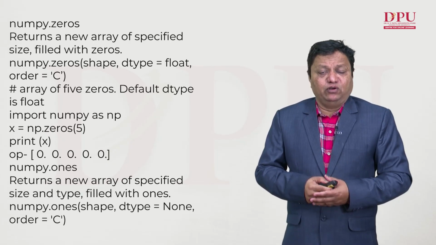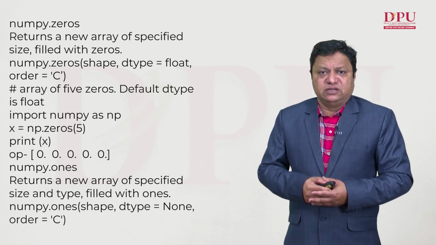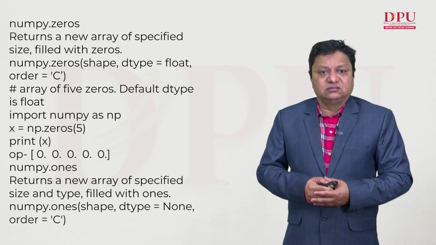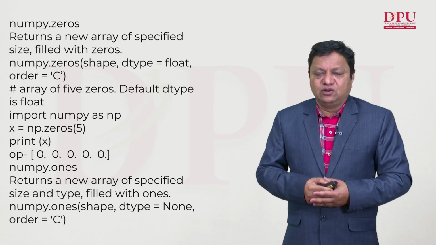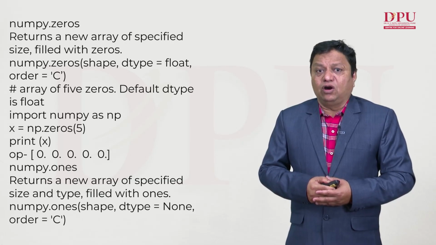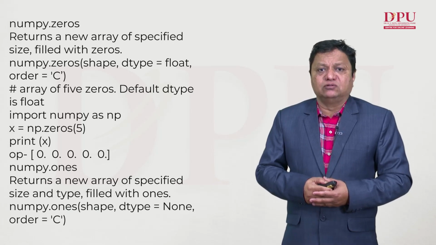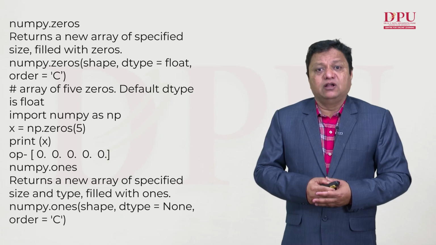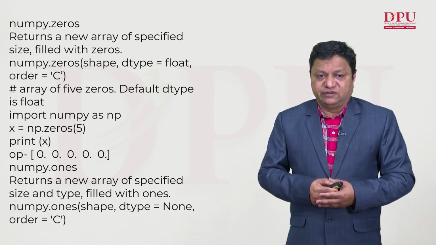In the same way, if you want to create an array which is initialized with zeros, I can use the numpy.zeros attribute. It returns a new array of specified size filled with zeros, like numpy.zeros(shape). I can specify the shape to create how many rows and how many columns I want. I can specify the data type of my array items. I can specify the order as well.